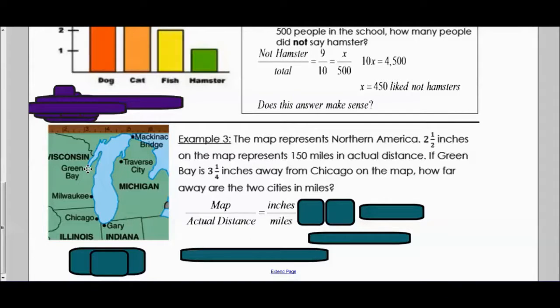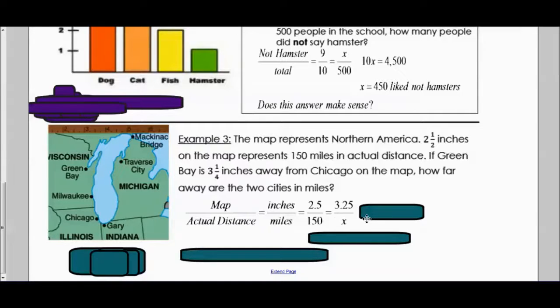If Green Bay is 3.25 inches away from Chicago on the map, how far away are the two cities in miles? How far are they away in real life? All right, so we know one of our fractions is going to involve this 2.5 inches compared to 150 miles. That's our scale. We're given this distance in inches. That's going to be on top. That's what we're comparing on top. Inches to the number of miles on the bottom. So it's 3.25 over some number of miles that we don't know.